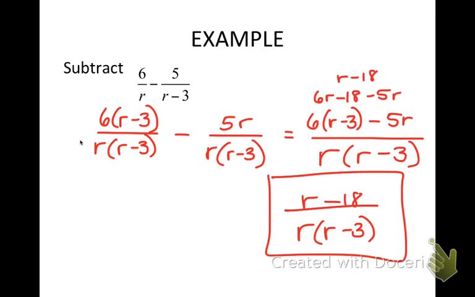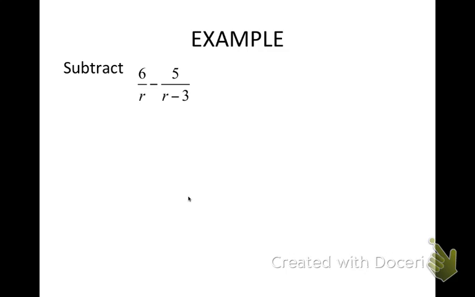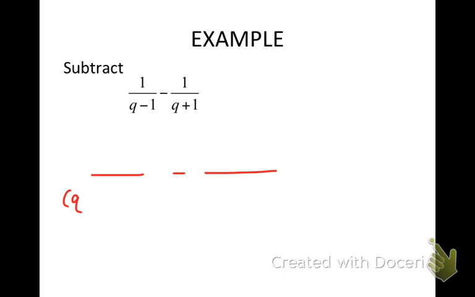Okay. All right, let's do another one. A little bit more challenging. Oh, that was not challenging. That one's better. So 1 all over q minus 1 minus 1 all over q plus 1. So I'm looking for a denominator that's going to have both of those factors in it. So that means I just need both of them. So I need a q minus 1, and I need a q plus 1.